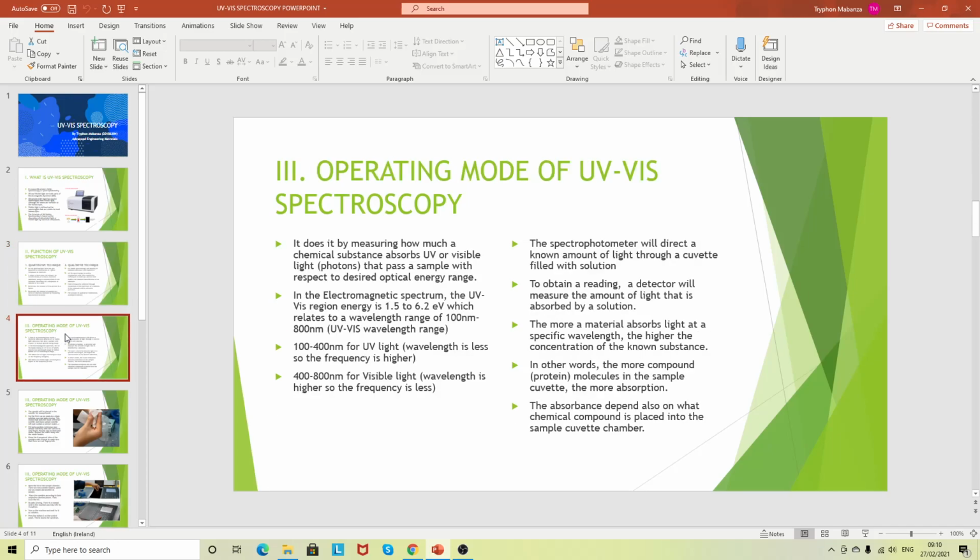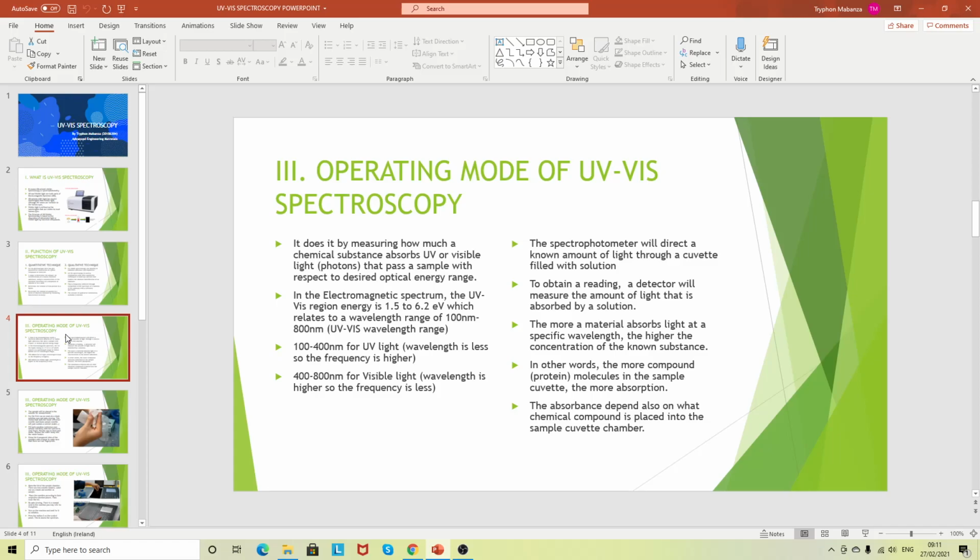Operating mode of UV visible spectroscopy. It means the principle of how the machine works. So it performs the quantitative function by measuring how much a chemical substance absorbs UV or visible light. Visible light means photons that pass through a sample with respect to the desired optical energy range. In the electromagnetic spectrum, the UV-VIS region energy is between 1.5 to 6.2 electron volts, which relates to a wavelength range of 100 nanometers to 800 nanometers.